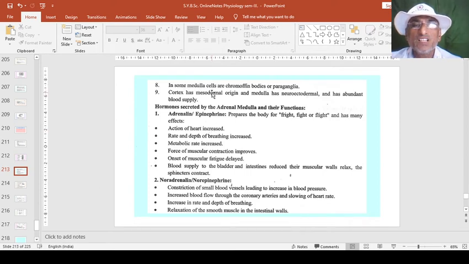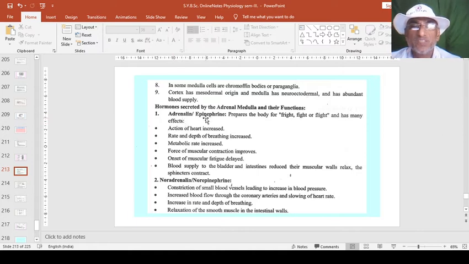In some, medullary cells are chromaffin bodies or paraganglia cells. Then cortex has mesodermal origin and medulla has neuroectodermal origin and has abundant blood supply. So cortex has maximum blood supply, whereas these chromaffin cells have some definite blood supply there, but they may have paraganglion. So adrenal glands secrete adrenocorticotropic hormone. We will see one by one the hormones secreted by the adrenal medulla.